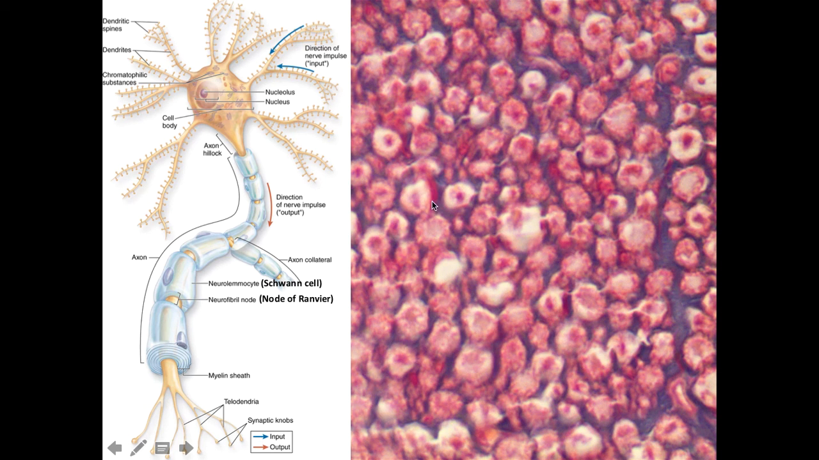And then the very outer edge, you can see this darker stained region, this red region. This is representing the nucleus of that Schwann cell. So really this is going to be within that neurolemma, that outer layer of the Schwann cell where you find the nucleus and the cytoplasm.